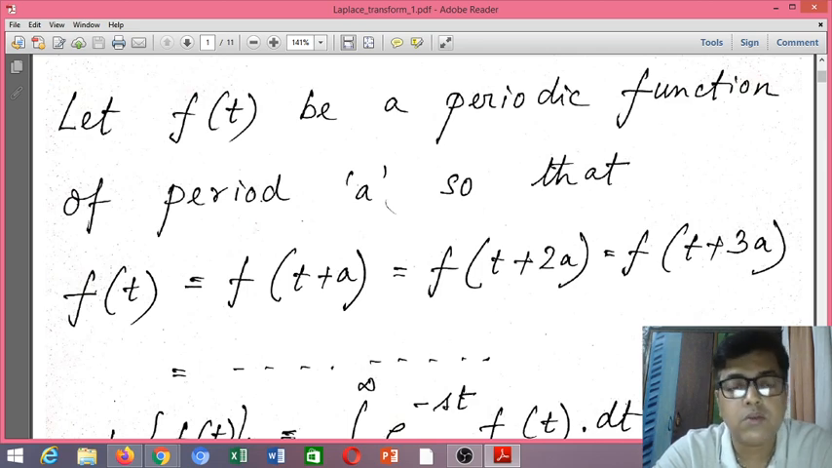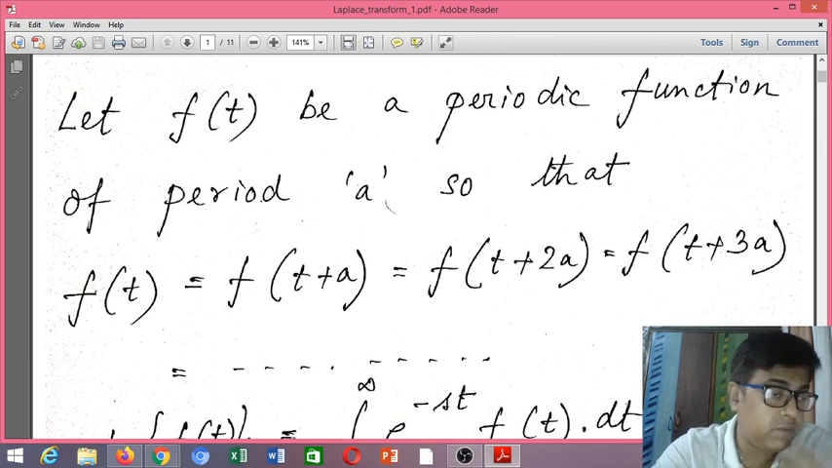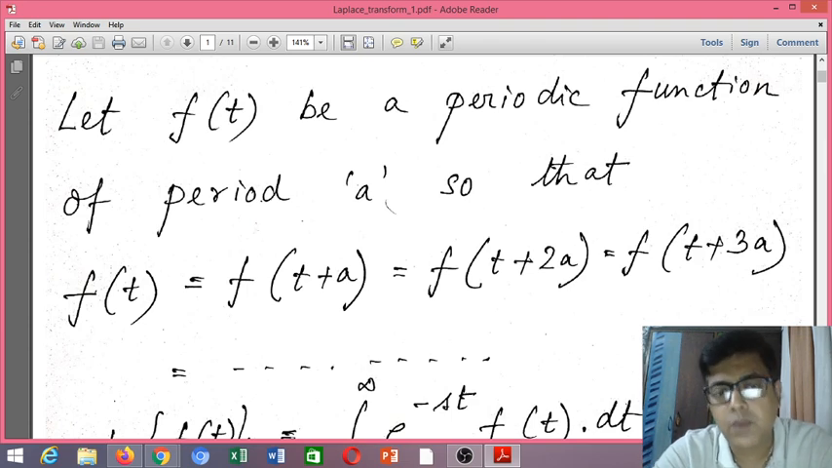The sine function and the cosine function are good examples of periodic functions, because they are periodic functions of period 2 pi. After 2 pi units of time, the sine and cosine functions get repeated. The tan function is also a periodic function, but the period is different, the period being pi. So there are a lot of periodic functions where the function gets repeated after a certain unit of time.